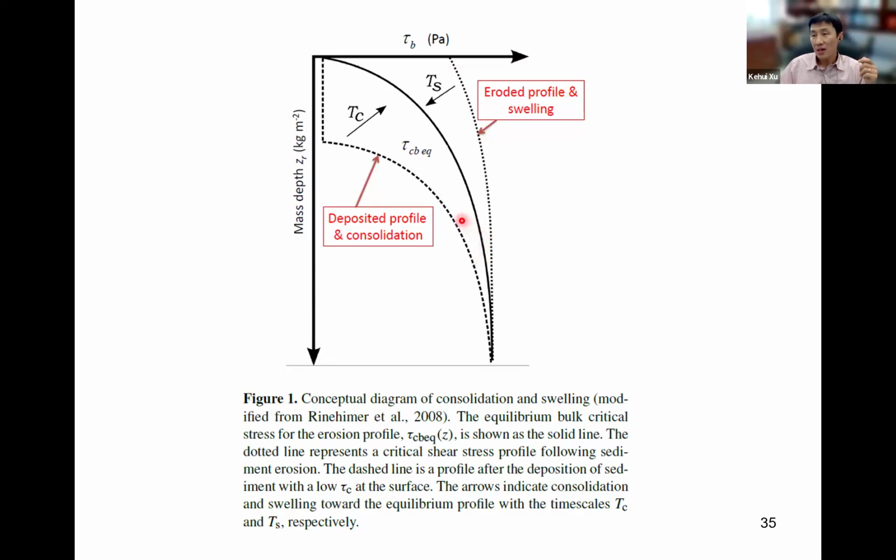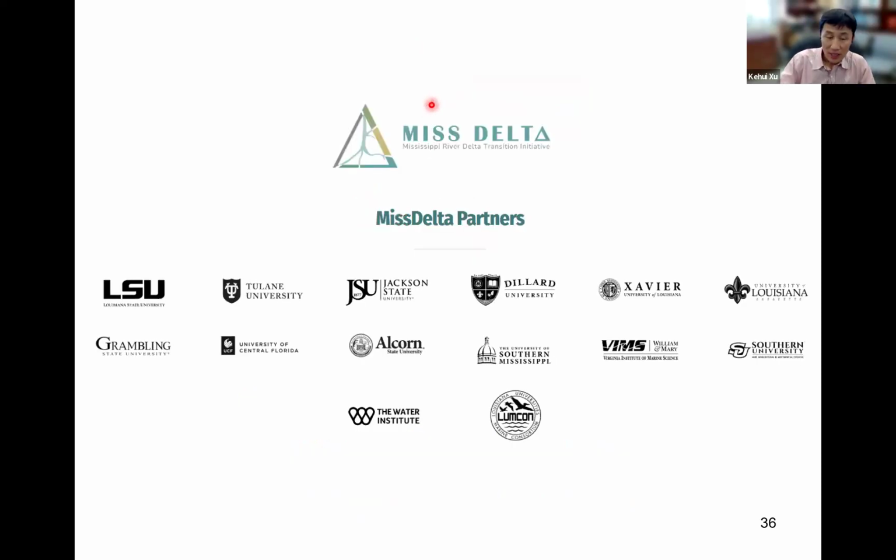And then if you have newly deposited sediment, this is nearly vertical. That means they are very mobile, very easy to suspend. And then the dashed line over here eventually will change toward this black line. This is called consolidation. The opposite would be seabed swelling, and then you will go from this one to here. So now let's talk about the Miss Delta project.